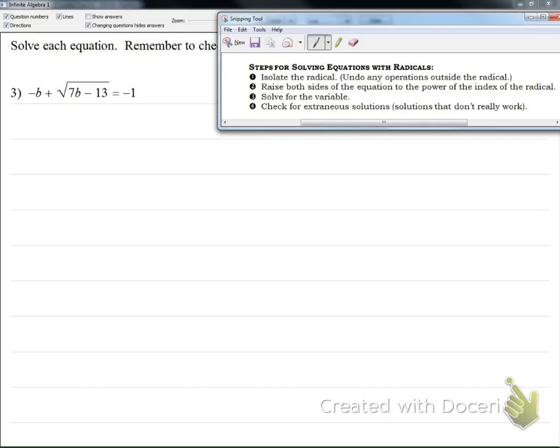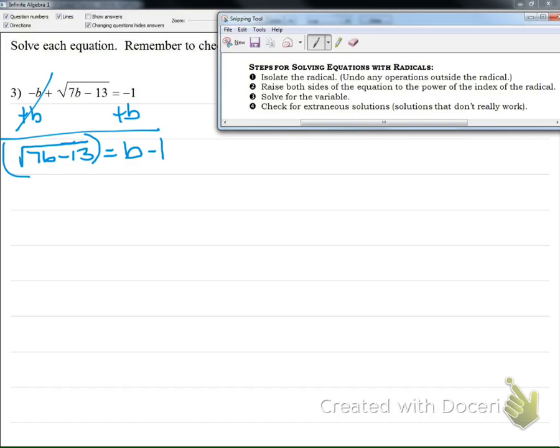Alright, if you're ready for number 3, first step, isolate the radical. We have a negative b that's outside of that radical on the same side of the equation, so we need to get rid of that first by adding b to both sides. So we should have just the square root of 7b minus 13, because those b's cancel out, is equal to b minus 1. I'm going to write the positive b first, minus 1, like that.